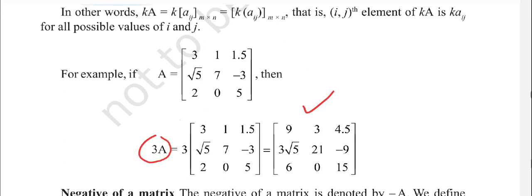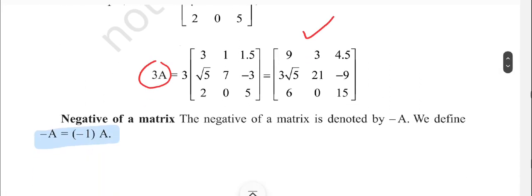Hope it is clear. Again, I am summarizing. We need not bother about the order of the matrix in case of multiplication of a matrix by a scalar. Just simply multiply the scalar term with each and every entry in the matrix. It is also clear. Now this concept of multiplication of a matrix by a scalar leads to a very important thing. What is it? It is the negative of a matrix.